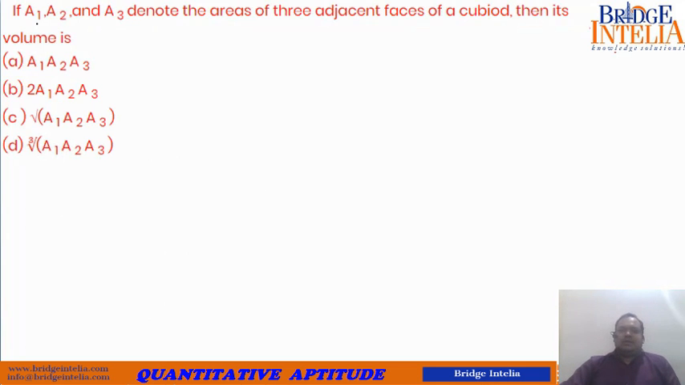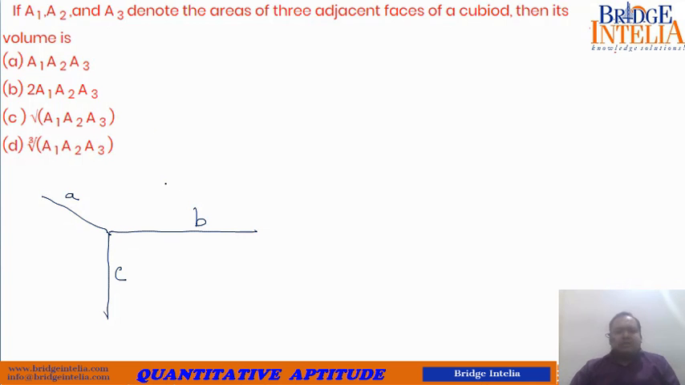Okay, now look at this one. This is a very good question and a very common one on top of that, so be careful. If A1, A2 and A3 denote the areas of 3 adjacent faces of a cuboid. So this is a case of a cuboid. I will represent a cuboid in this manner; I am not going to draw the entire cuboid. Length A, breadth B, height C. This is how I will represent it.